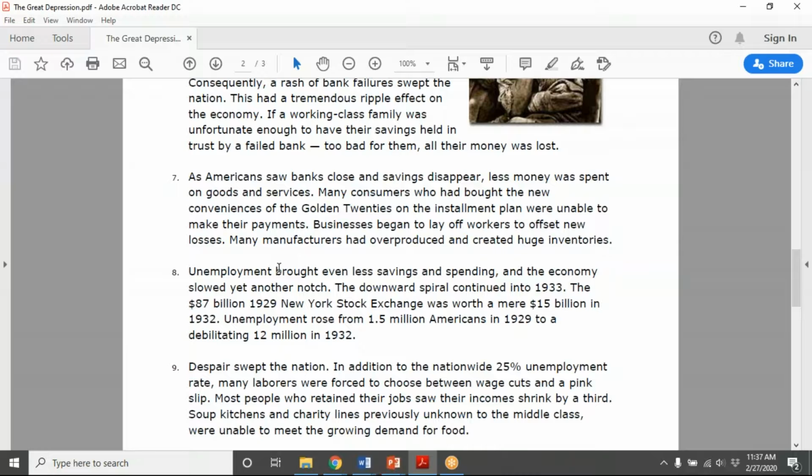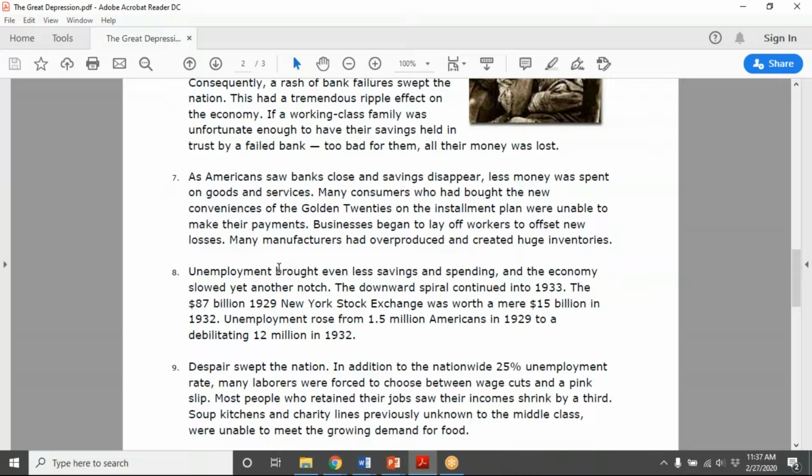Everything's connected. The money that you have in the banks disappears. Not only that, but now you don't have money, right? Your family has much less money than it previously did, which means you can't go to the store and buy things. You're not going to buy that car that you thought you were going to buy. You're spending much less money.